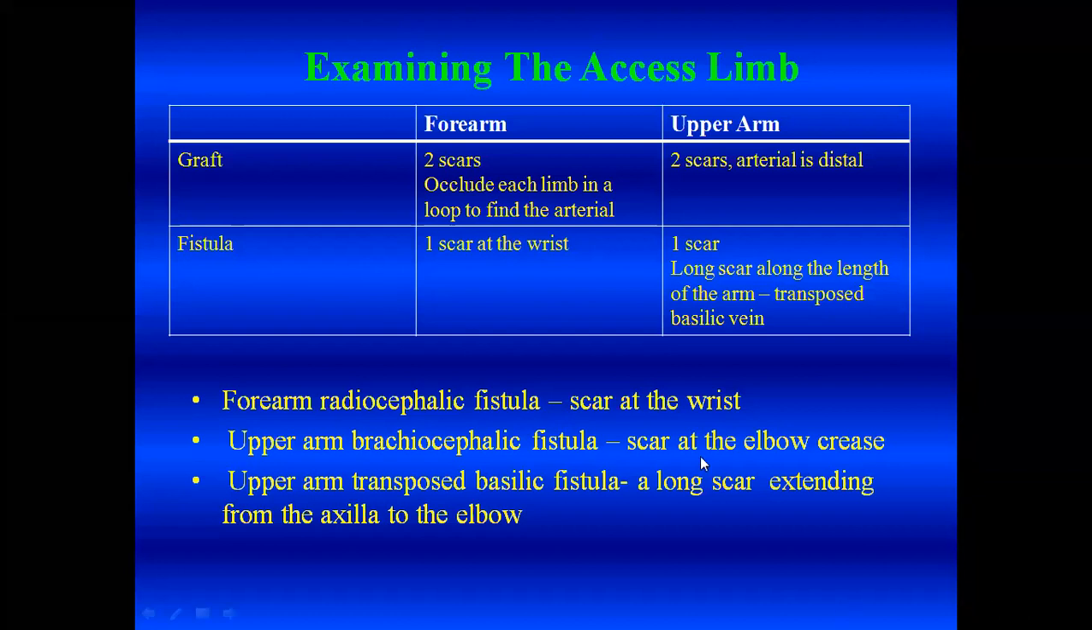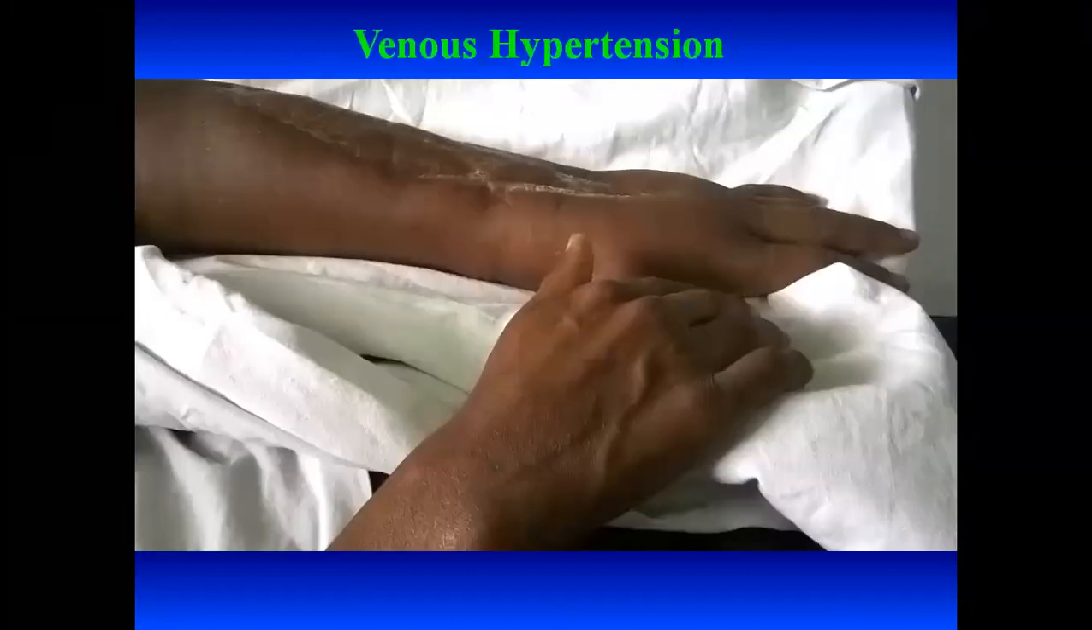And of course, if you have a long scar extending from the axilla to the elbow, that generally means a transposed basilic vein. Now, here you can see an AV fistula, which is a left radiocephalic.